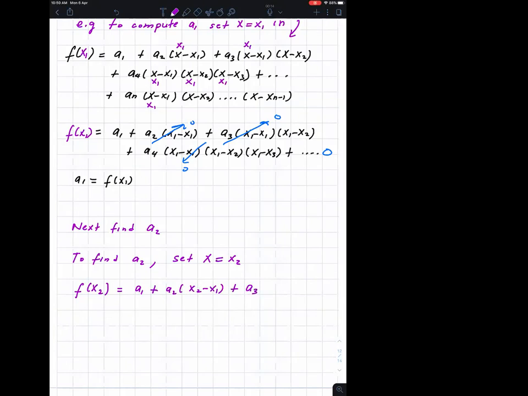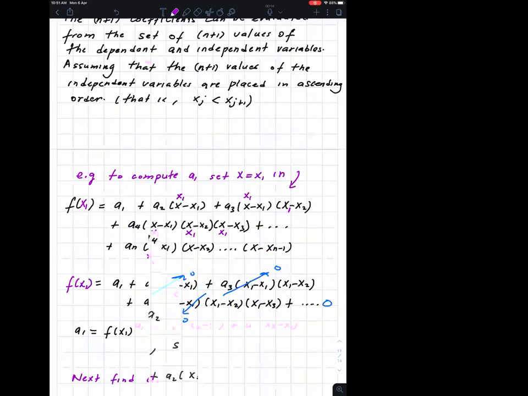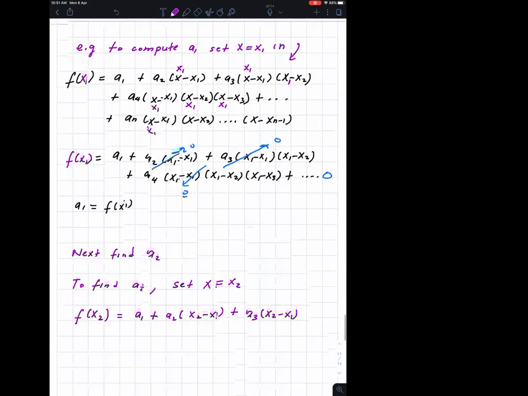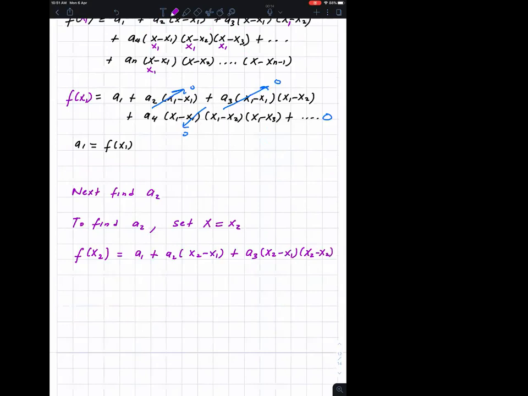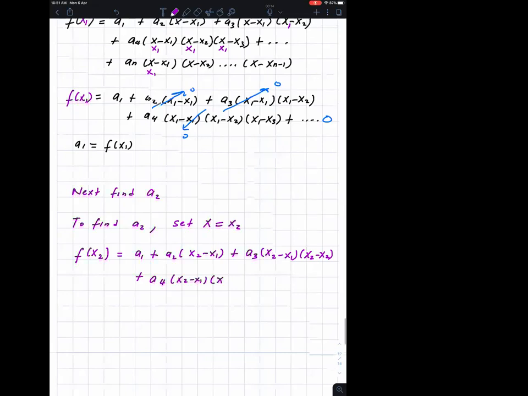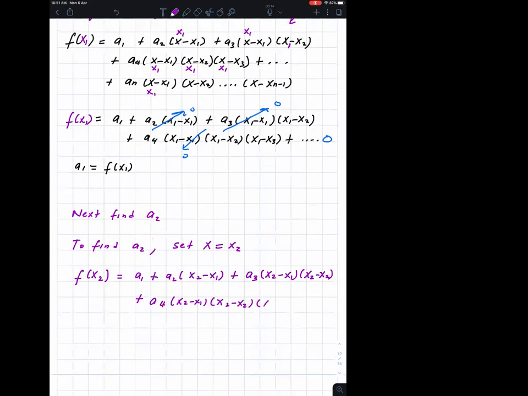plus A3 (x2 minus x1)(x2 minus x2), and then plus A4 (x2 minus x1)(x2 minus x2)(x2 minus x3), plus so on.